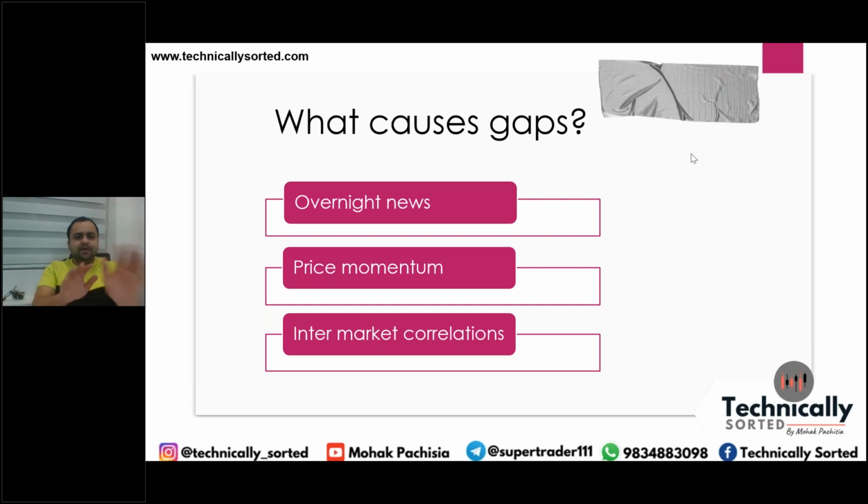Okay, we'll come to the sustenance part later, but the reason why this gap can happen is that there is an implication of an overnight news, and that implication is strong enough to motivate a large number of buyers to go and buy at a market price, at a price which is much higher than the previous day's market price.